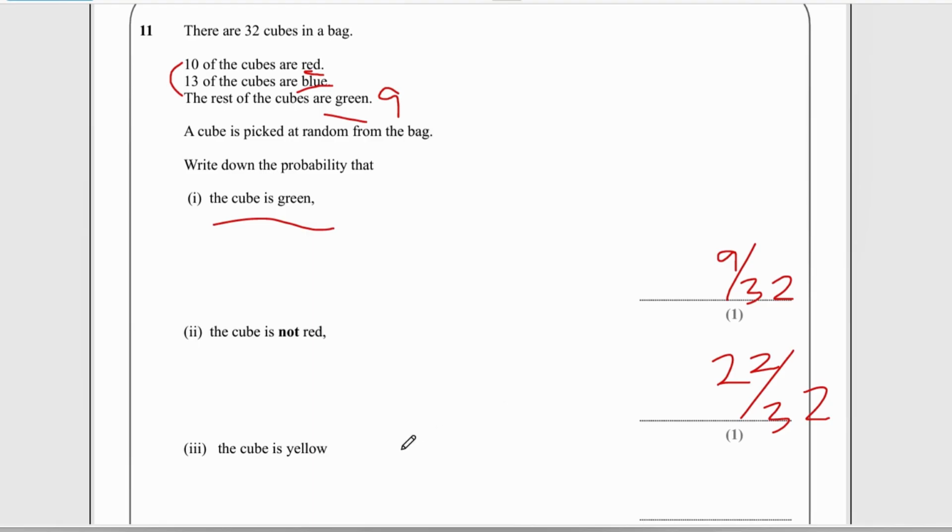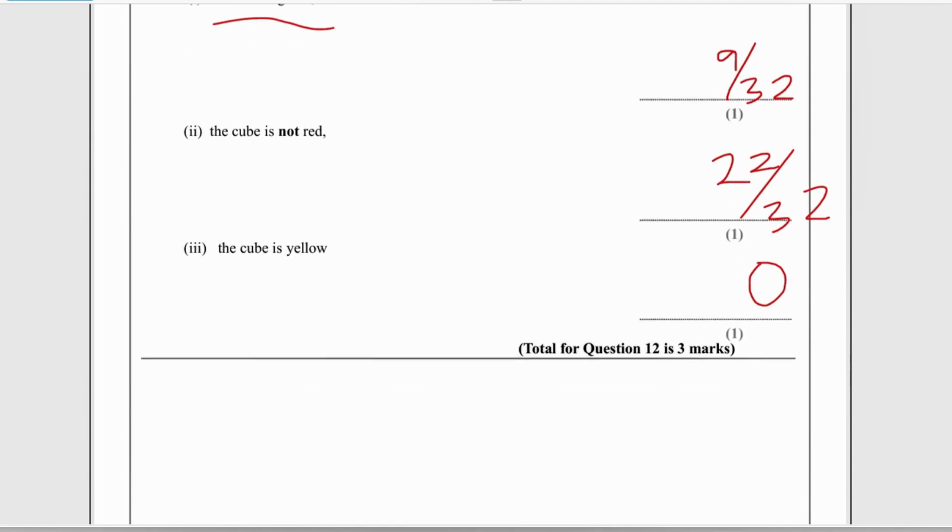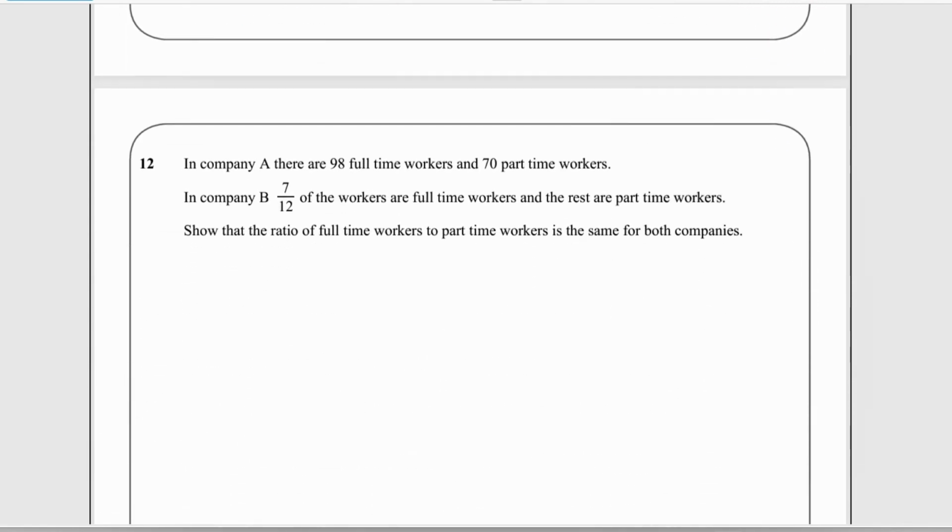Then what's the probability that the cube is yellow? Okay, let's check. Red, blue, green. No yellow cube. So there's no yellow cube. That means the probability is 0. Okay, so that is it. We move to the next one.